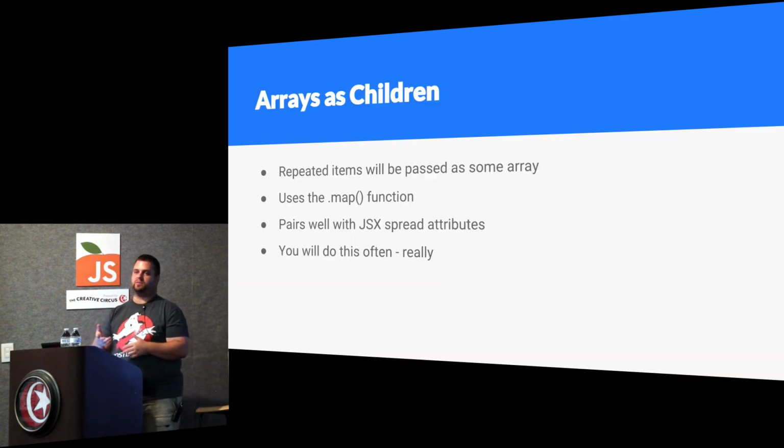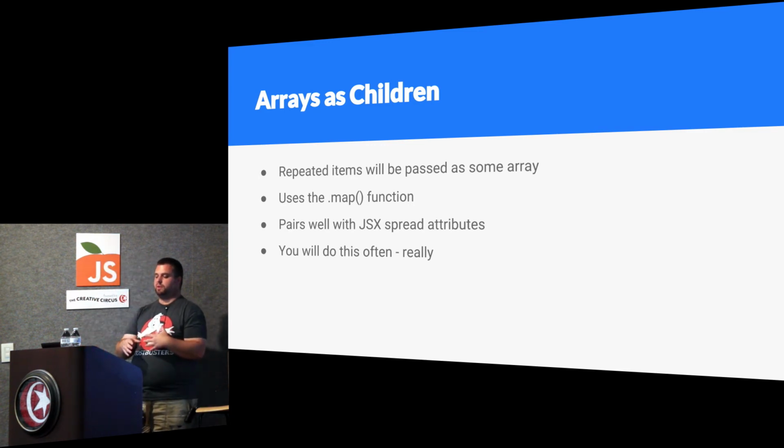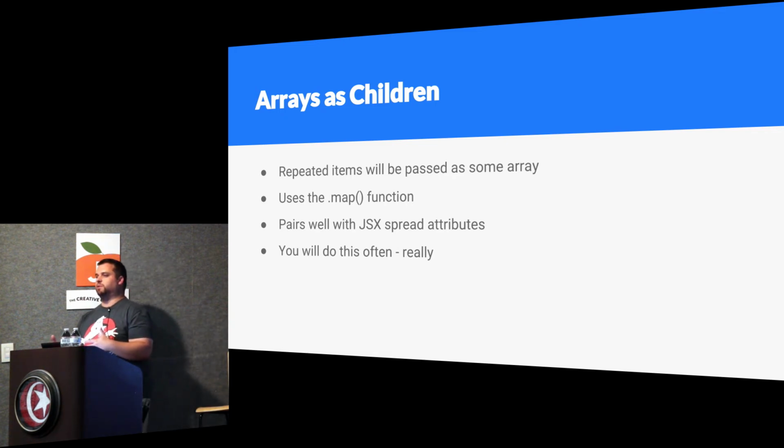Okay, so in that last one with the map through the children, that allowed me to essentially render out each item, and that's basically passing in arrays as children. So it lets me do repeated items. I'm going to use a map function and return something. It works really well with those JSX spread attributes we talked about in the beginning, because I can pass in props, kind of at will.